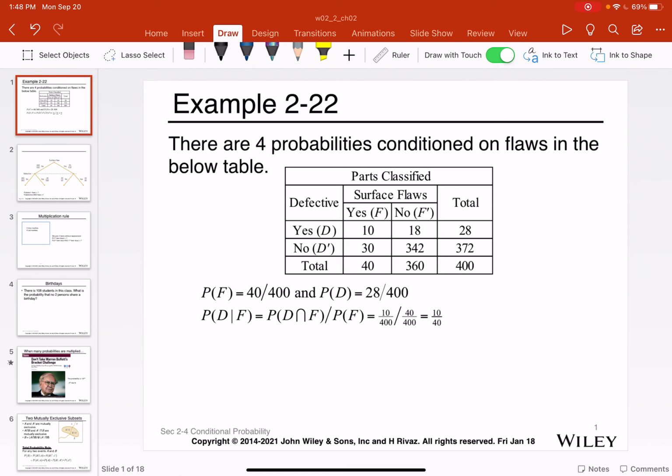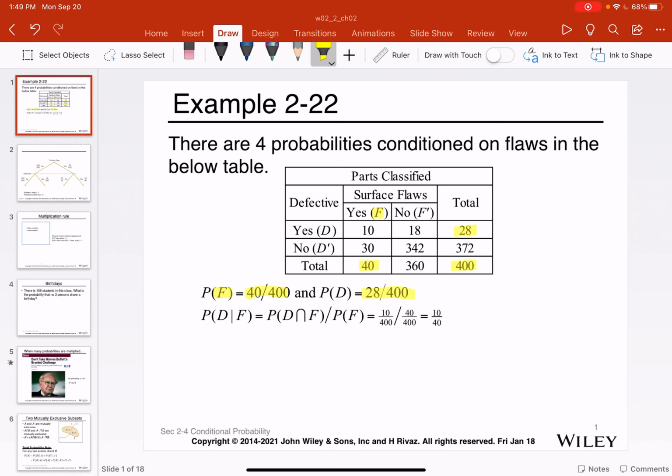Okay, so let's continue with this running example that we have and calculate the conditional probability. Again, we have the same example as before. The total number of particles that we have is 400. Now, the probability of a particle with a surface flaw: we look at flaw, the total number is 40. So the probability of flaw is 40 divided by 400, and the probability of defective is 28 divided by 400.